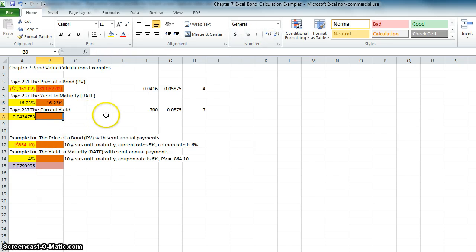Next, for current yield, the example we have here is that we receive $40 in coupon payments a year and we paid $920 for the bond. There's no f of x function that we're going to use for this. We're just going to divide the two values. So I say equals 40 divided by 920. Current yield, when you hear it stated, is just the rate of return you would get that year: the coupon payment you received divided by what you paid for that bond.